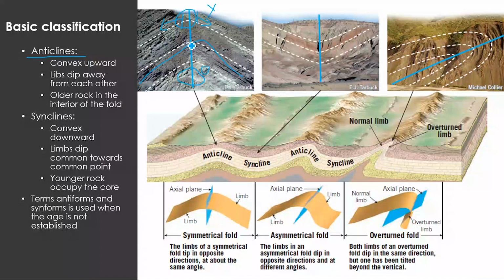And the inverse of that, where the younger rocks are seen in the center of the fold and the limbs are dipping towards each other, if you remember the dip we discussed yesterday, dipping towards each other, and the folding is convex downward, is called a syncline. So anticline and syncline are the basic terminology we use to classify a fold.